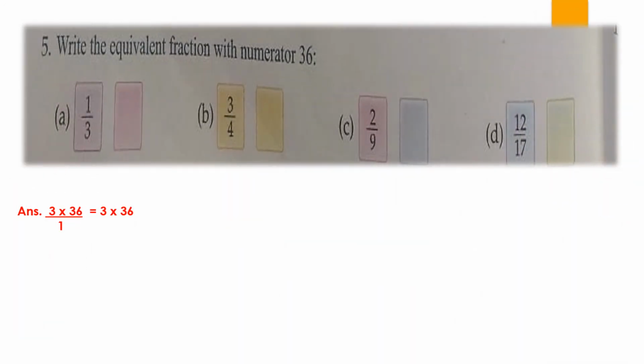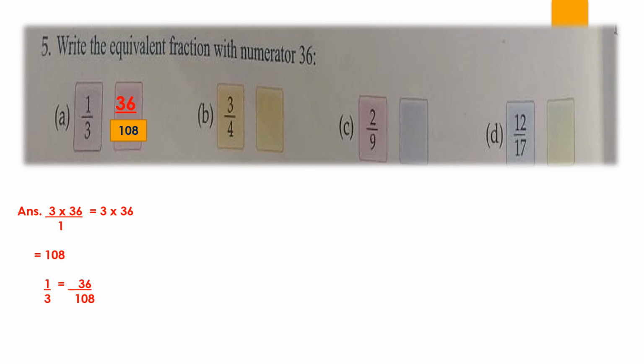Now question number 5, children. Write the equivalent fraction with the numerator 36. Children, here same process you have to follow, but the only difference is that here you are given the numerator, and you have to find out the denominator. So cross multiply: 3 into 36 upon 1, it will give you 108. Now 1 upon 3 is equal to 36 upon 108. So 108 you will write on the denominator. So it is equivalent to 36 upon 108.